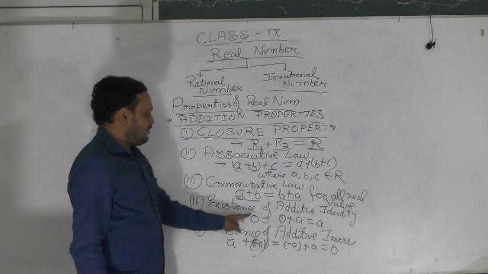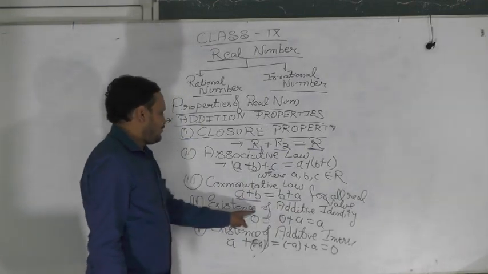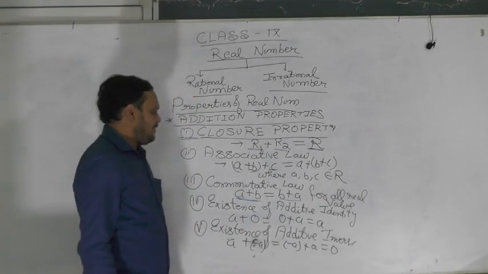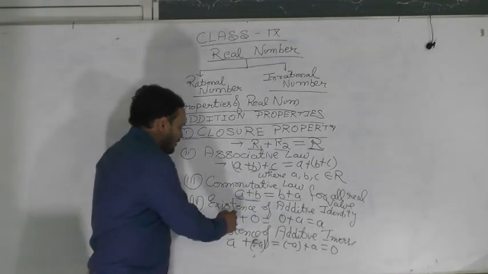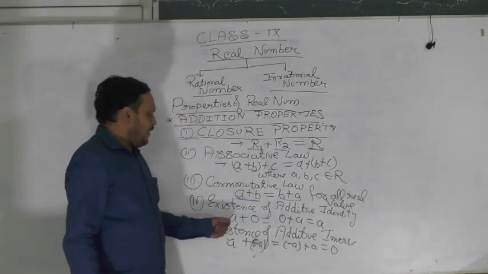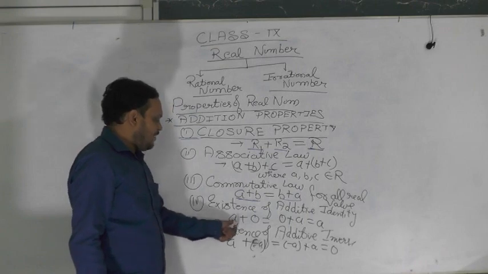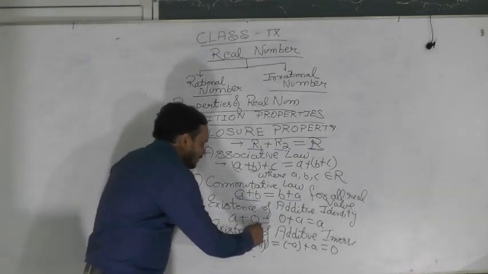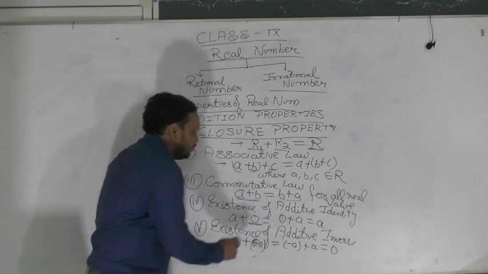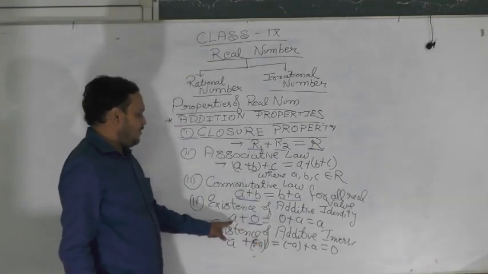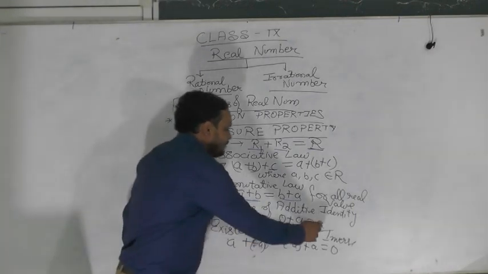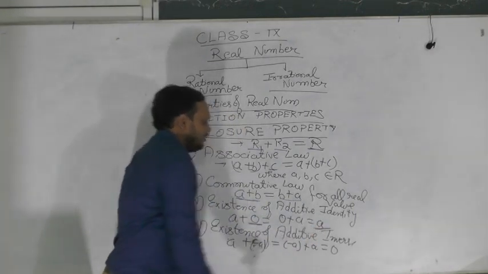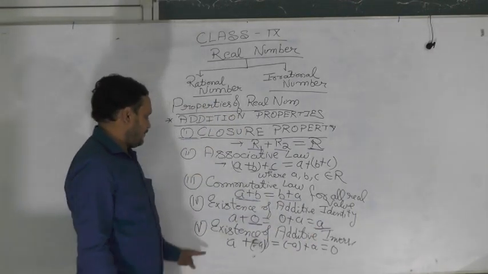Now come to the existence of additive identity. Additive identity means, suppose a real number is A, what number do we add to this real number so that it remains the same? The only real number is 0. If we add 0 to any real number, the resultant will be the same real number.